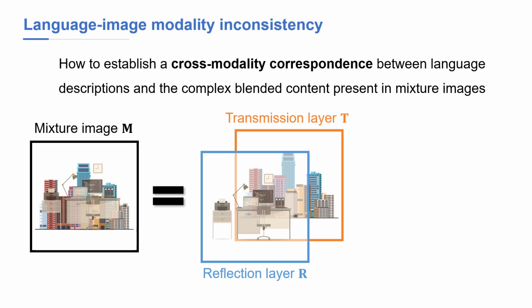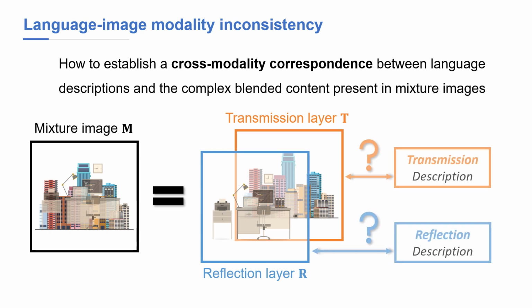Leveraging language descriptions for reflection separation is non-trivial in three aspects. The first is the language-image modality inconsistency. Language and images belong to different modalities. Thus, it is challenging to establish a cross-modality correspondence between the scene content in language descriptions and the complex blended content in mixture images.